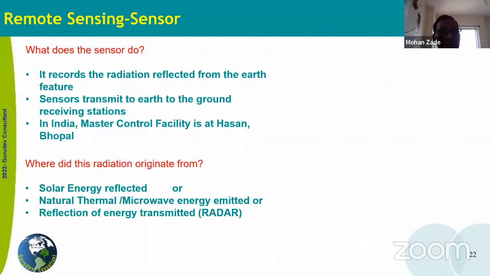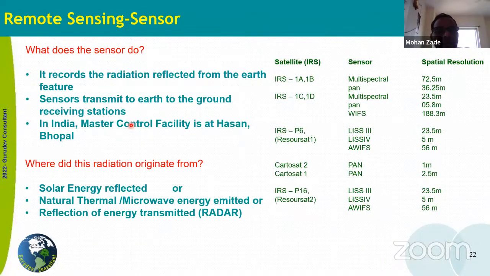Hassan is near Hyderabad. And where does the radiation originate from? These are either from solar energy, thermal, microwave, or radar energy. So one is a natural source of energy, and one is your own source of energy. When you have a natural source, it is called passive, and when you have your own source, it is called active. Passive is when you have solar radiation.